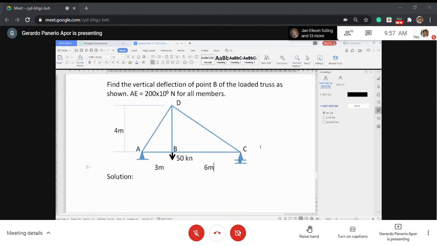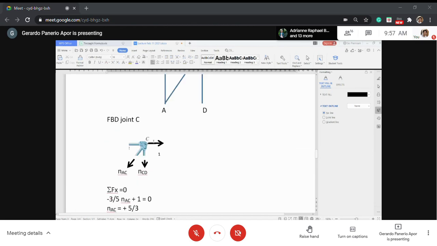So there are actually 1, 2, 3, 4, 5 members. So this is the tabulation, because this kind of problem can be best solved if you make a table. And our formula actually is this one, using the unit load method. We will borrow this formula.